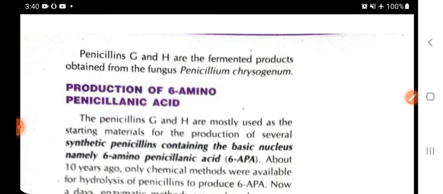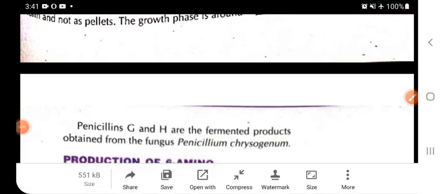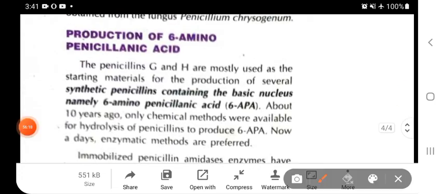Penicillin G and penicillin V are the fermented products obtained from the fungus Penicillium chrysogenum. If you want to make semi-synthetic penicillin, then we have to add the precursors for the R group. So this was all about the penicillin production. More information is given here: production of 6-aminopenicillanic acid.